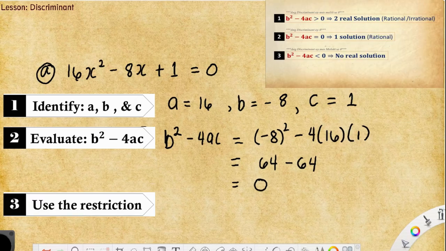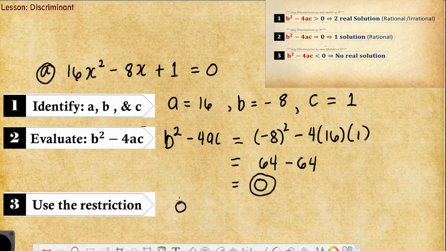For the third step, tingnan natin kung nasan siya sa ating restriction. Greater than 0, equal to 0, or less than 0. Ang ating discriminant dito, which is 0, ay equal sa 0. So therefore, meron tayong isang solution, at ito ay rational.